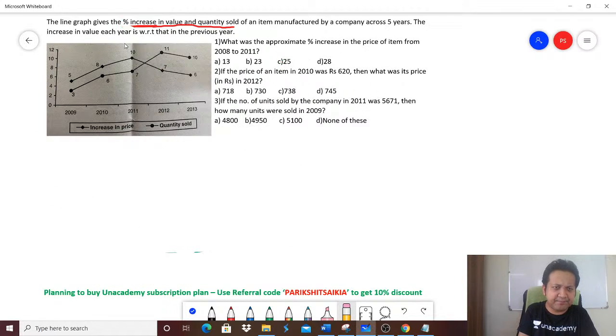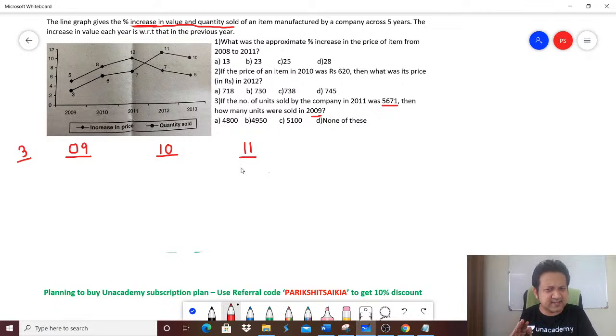The third sum. Okay. If the number of units sold by the company in 2011 was 5671, then how many units were sold in 2009? Okay. So this time I have to start question number 3. I have to start from 2009 and then reach 2011.